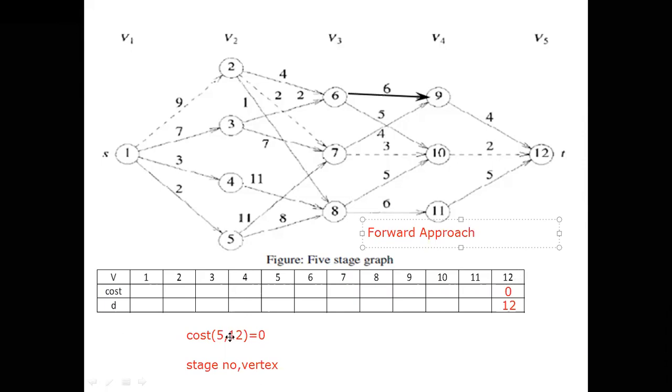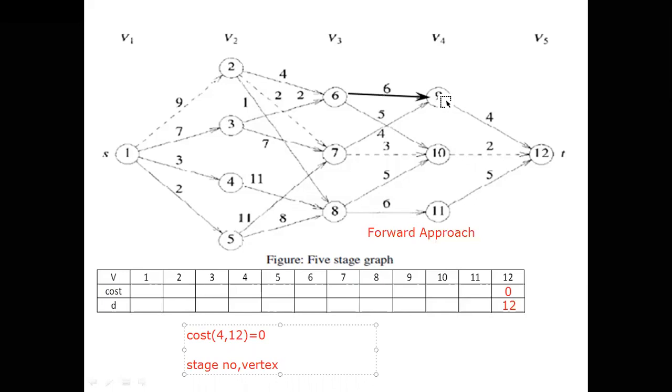Now, which is the next stage? We are done with the fifth stage because there is only one vertex. Next, we have to go to the fourth stage. How many vertices are there in the fourth stage? We have 9, 10 and 11. We will solve them one by one. Instead of 5, I should write 4 because we are in the fourth stage. Which is the first vertex?